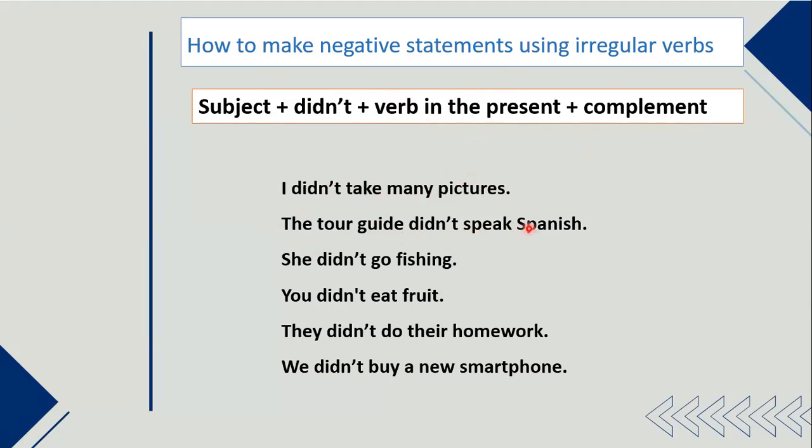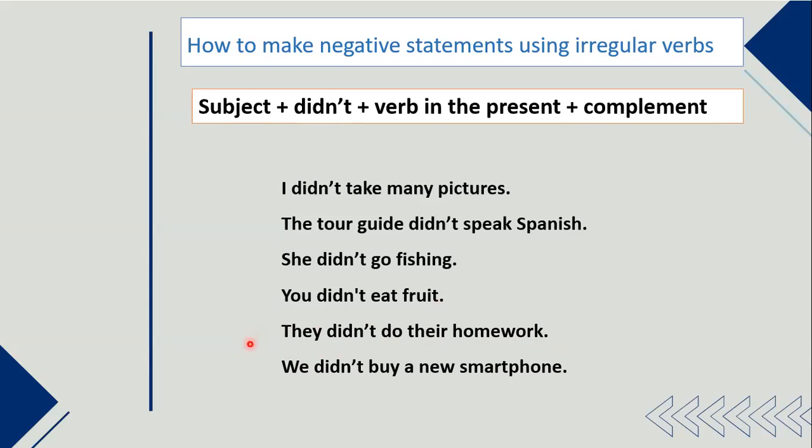The tour guide didn't speak Spanish. She didn't go fishing. You didn't eat fruit. They didn't do their homework. We didn't buy a new smartphone. So sad. I didn't take many pictures: subject, didn't, the verb sin conjugar, many pictures, the complement. The tour guide is the subject, auxiliary did plus not, the verb speak, and Spanish, the complement. She, the subject, the auxiliary didn't, go, the verb, and fishing.